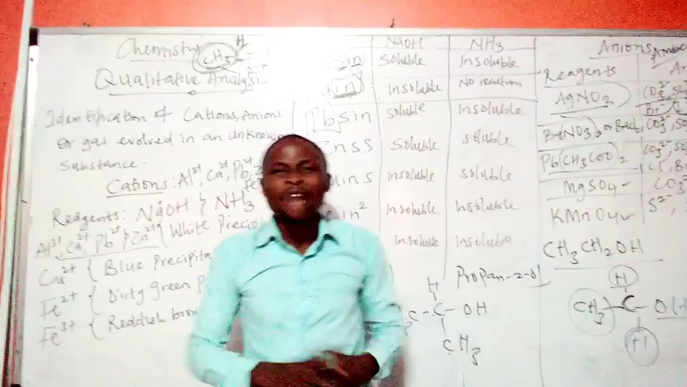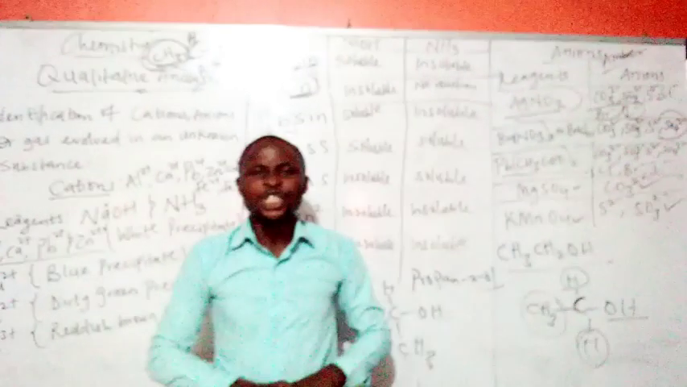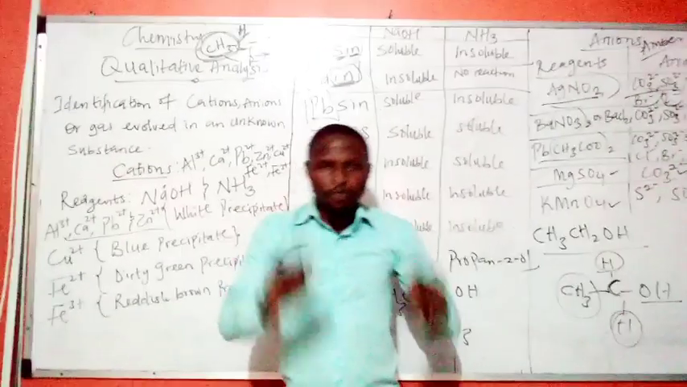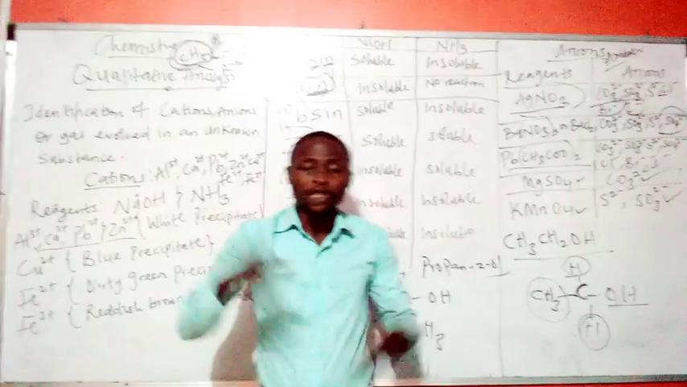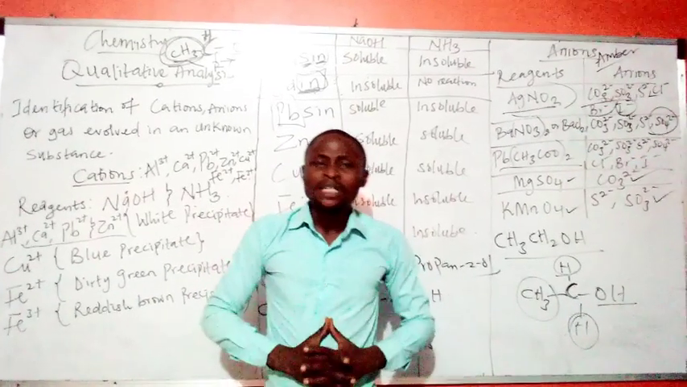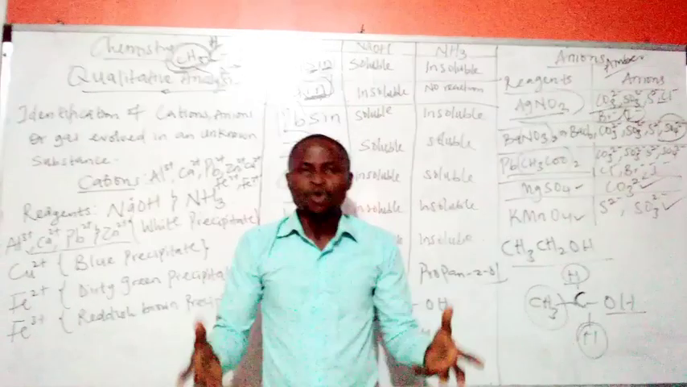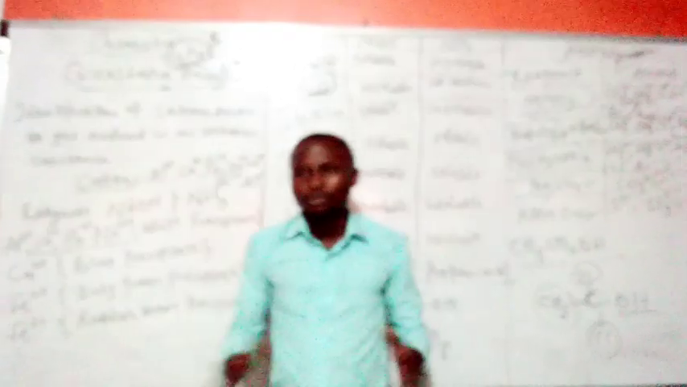Meanwhile, apart from that, you can also use acidified potassium heptaoxodichromate(VI) to confirm the presence of what? Of propan-2-ol. Propan-2-ol is going to reduce acidified potassium heptaoxodichromate(VI) from chromium 6 ion to chromium 3 ion.